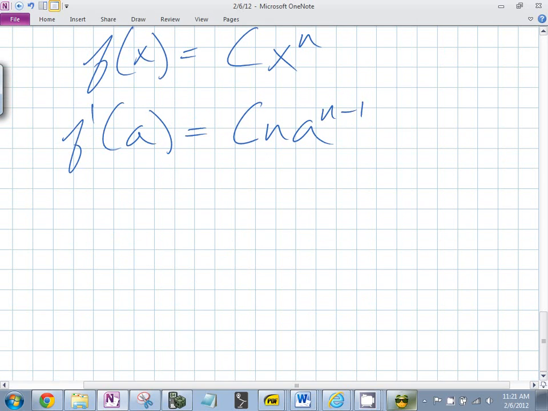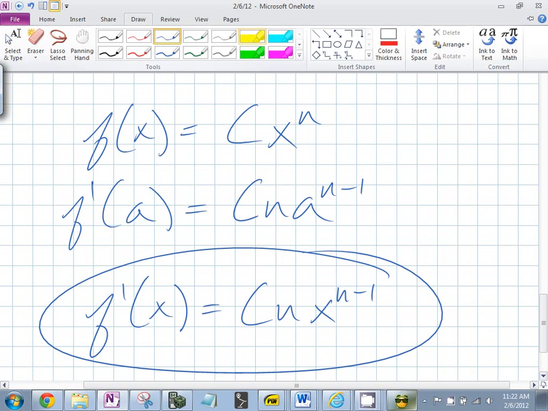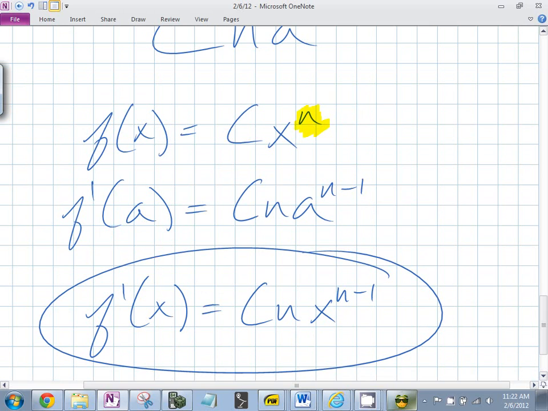So can you tell me what just happened there? Where did n go? Where did n start? I'll ask it that way. Where did n start? In the power. Where did it go? Coefficient. What happened to the power? It got subtracted by 1. It got smaller by 1. And c, did anything happen to c? No, it did not.